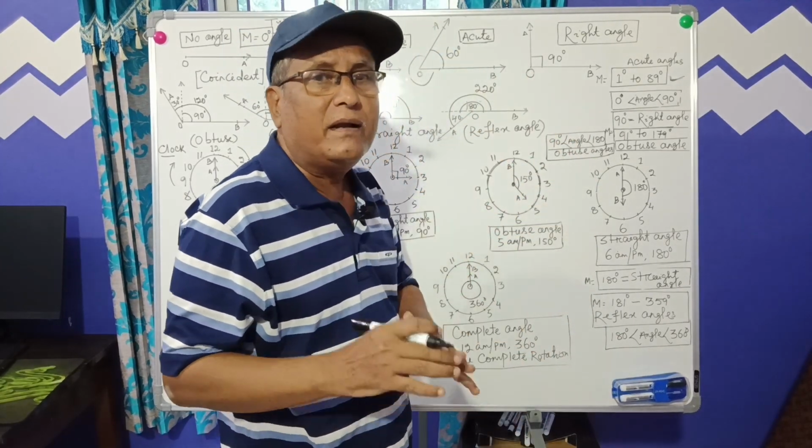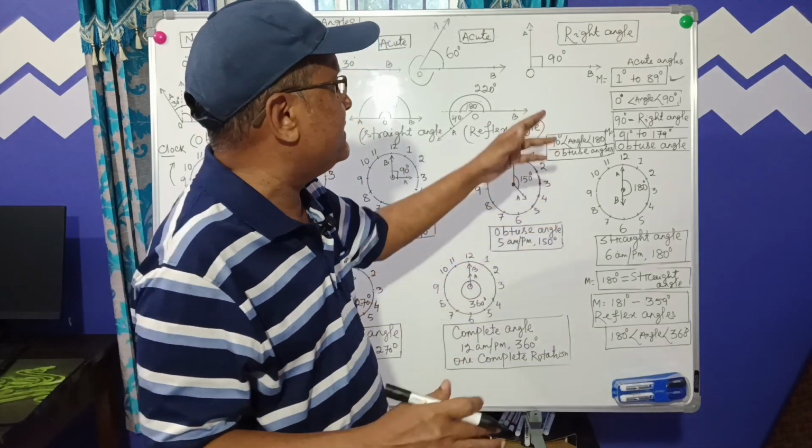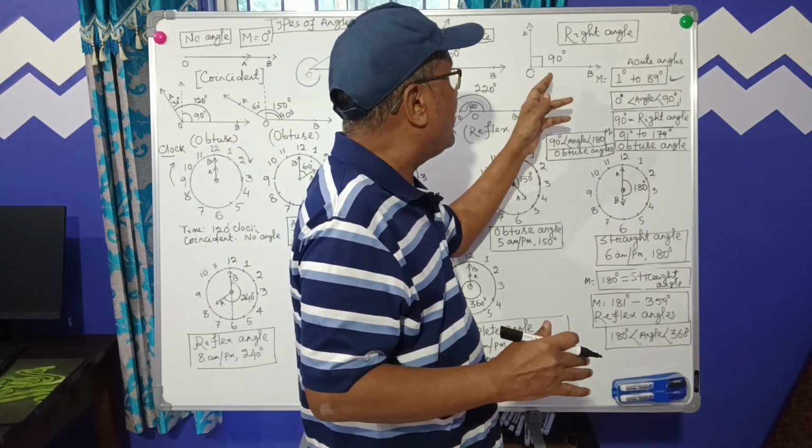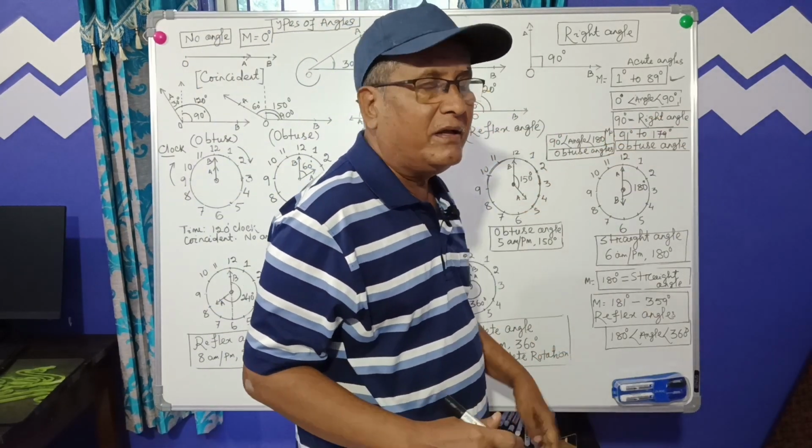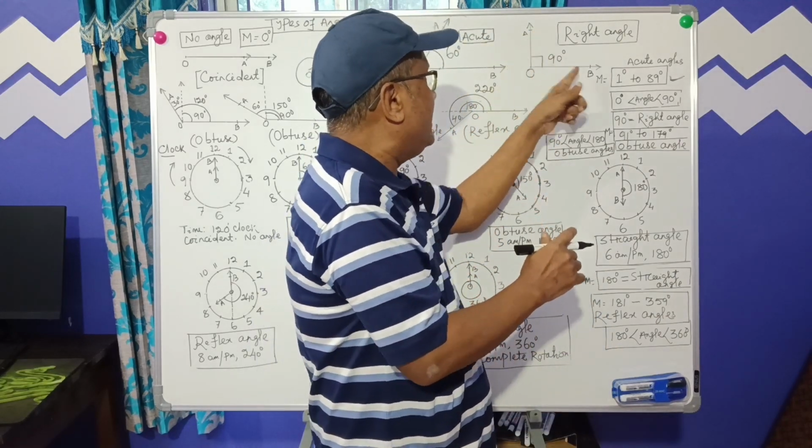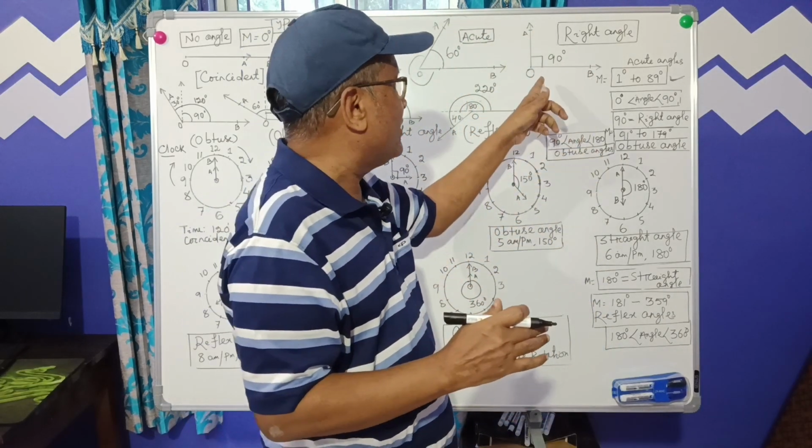When the measure of the angle is 90 degree, it is called a right angle. So here two rays are perpendicular to each other. Okay.